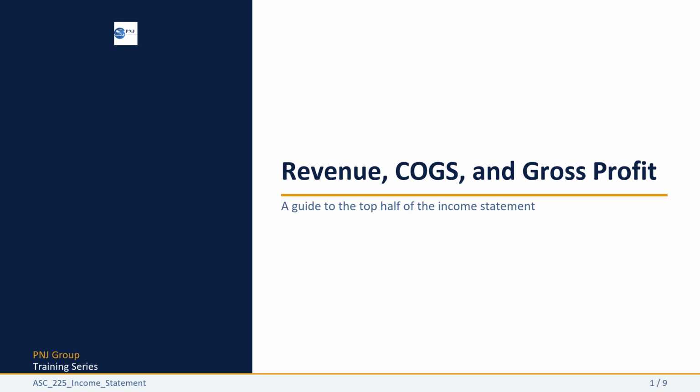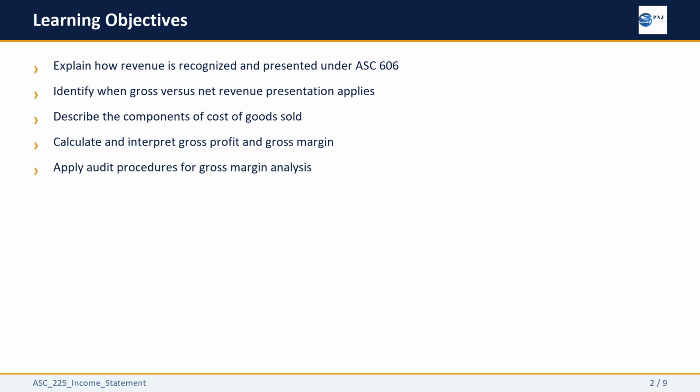Revenue, cost of goods sold, and gross profit are where the story of a business begins, and where some of the most important and most litigated accounting judgments live. By the end of this section, you will be able to explain how revenue is recognized and presented under ASC 606. You will know when revenue must be shown gross versus net, one of the most common SEC comment letter topics. You will be able to identify what belongs in cost of goods sold, calculate gross profit and gross margin, and know what a significant gross margin variance signals during an audit.